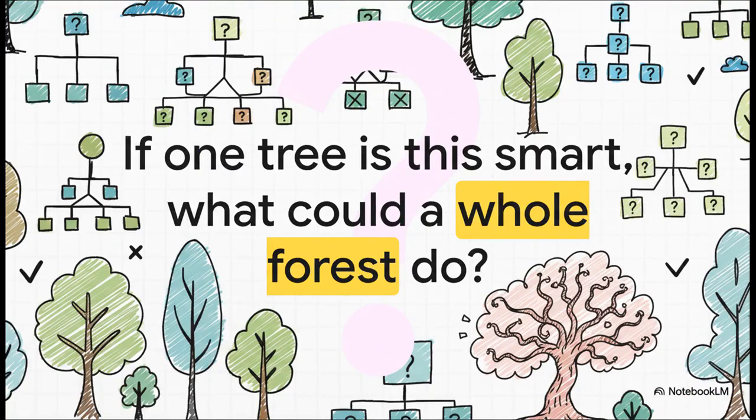And that brings us to one final, really powerful idea. We know that a single tree can be smart, but also kind of brittle and unstable. So that leads to a pretty obvious question, right? If one tree is this smart, what could a whole forest of them do? That question right there is the key that unlocks some of the most famous and powerful models out there, things like random forests and gradient boosting. But that's a story for another time.